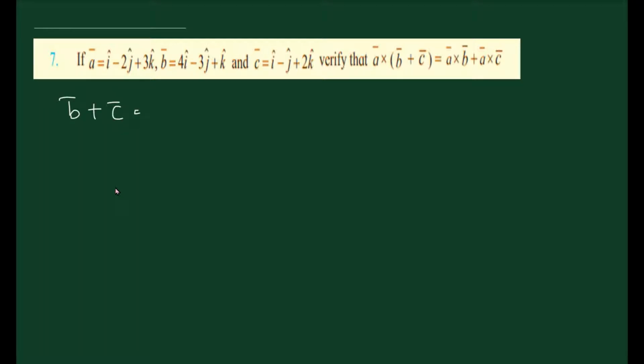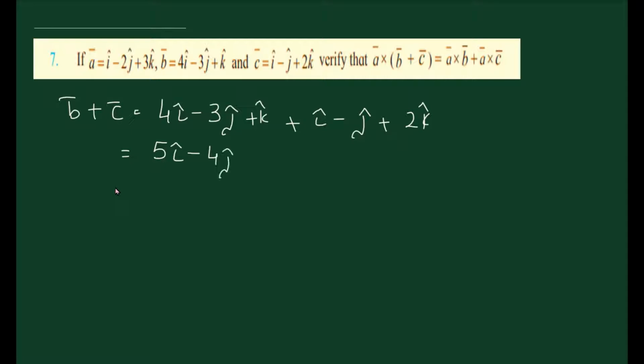Now, first of all, what is b plus c? In this case, b plus c becomes 4i minus 3j plus k plus i minus j plus 2k. So we get 4i plus i, that is 5i, minus 3j minus j, minus 4j, plus k plus 2k gives us 3k. So we got the answer for b plus c. Now we find a cross (b plus c).